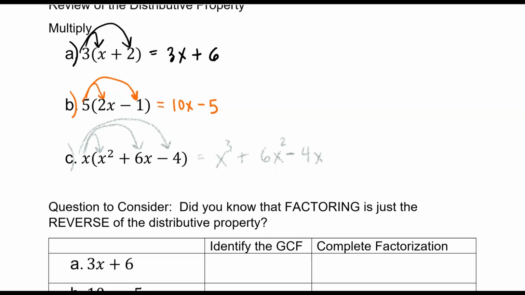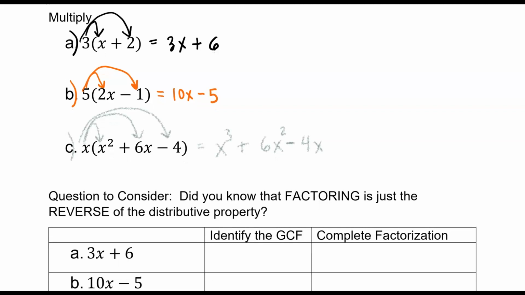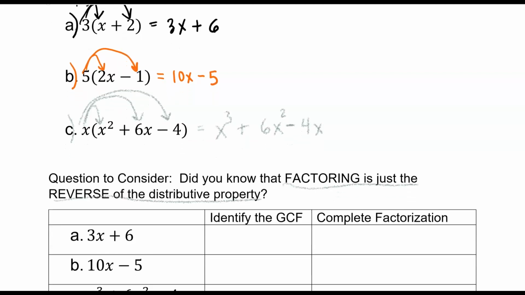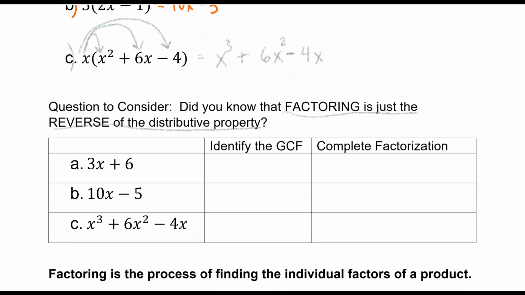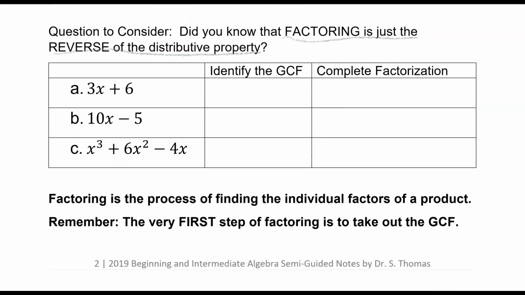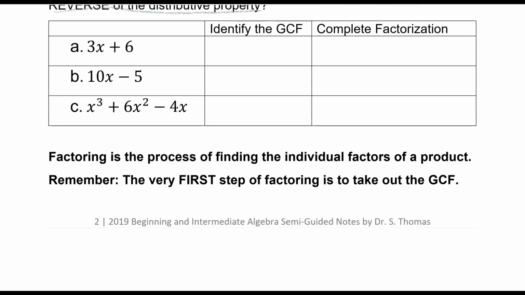So the relationship between the distributive property and factoring is simple as this. Did you know that factoring is the reverse of the distributive property, right? So really, if we started with our results from the previous section, let's start with the answers, 3x plus 6, and let me show you how you factor from those particular results. So looking at 3x plus 6, first we identify how many terms are in this polynomial.